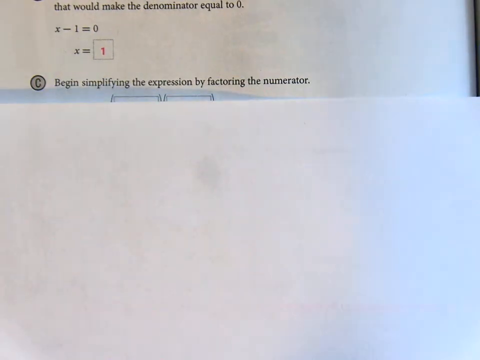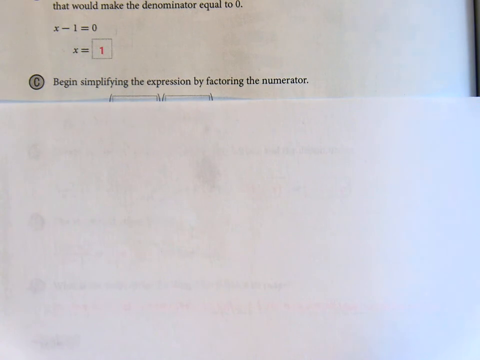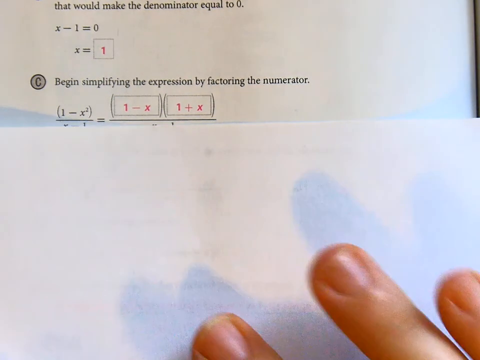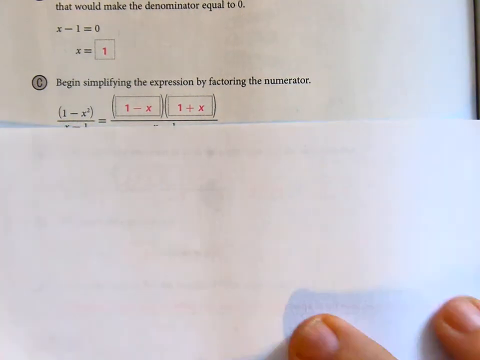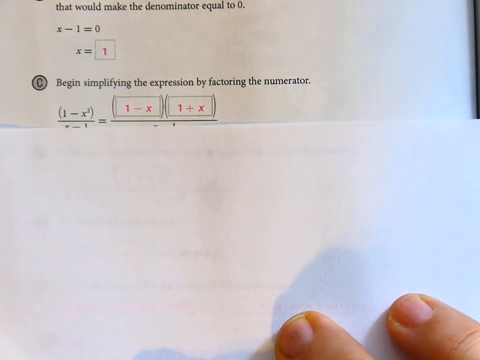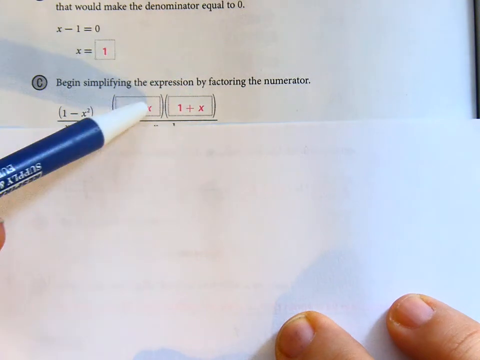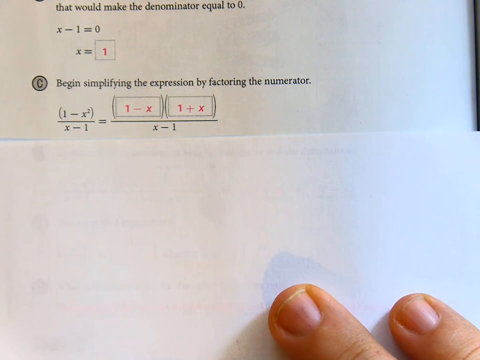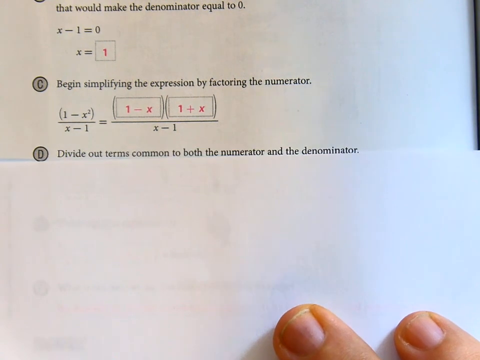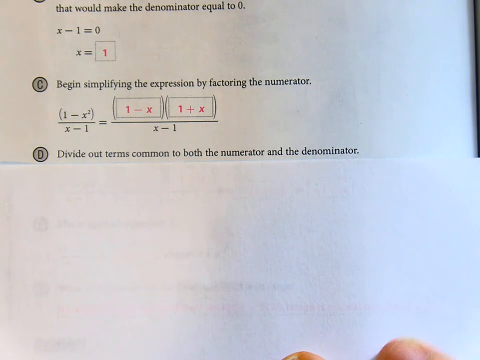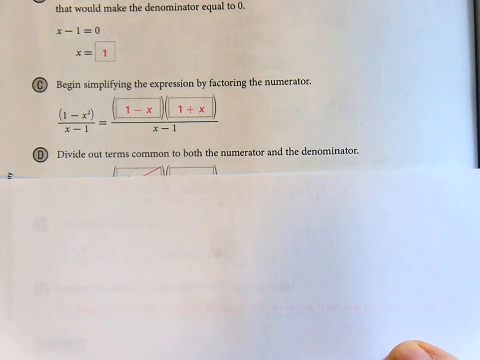So begin simplifying the expression by factoring the numerator. So we're going to look at our numerator and say, well, technically it's a form of a difference of 2 squares, but notice that our 1 remains positive, and in this situation our x's are what are going to have a positive and negative, and all of our denominator. Okay, so divide out common terms common to both the numerator and the denominator.